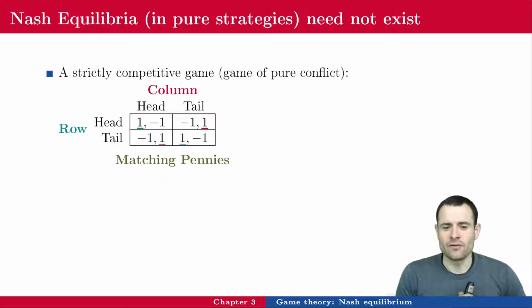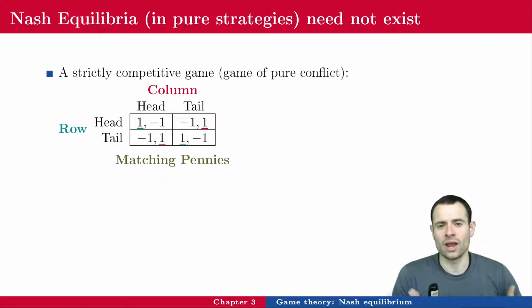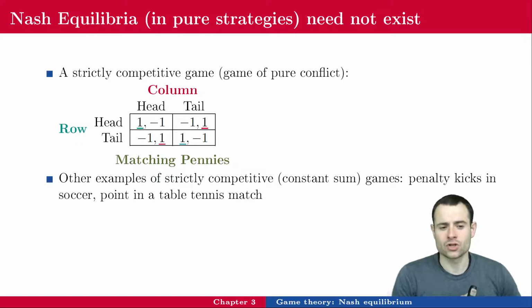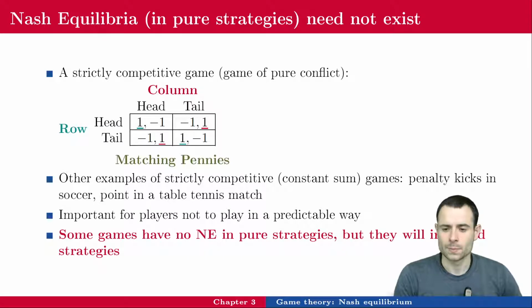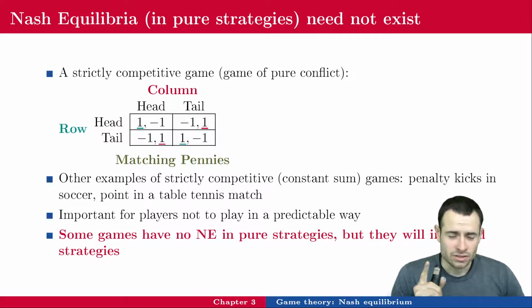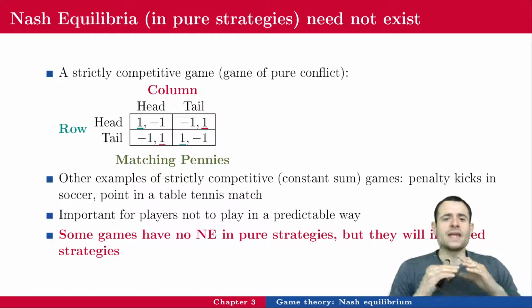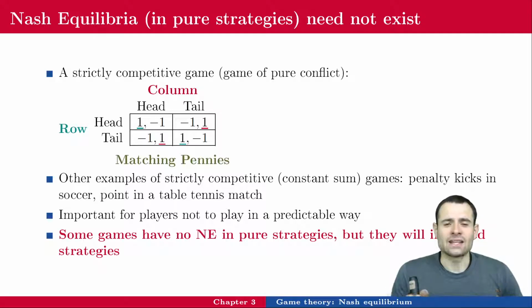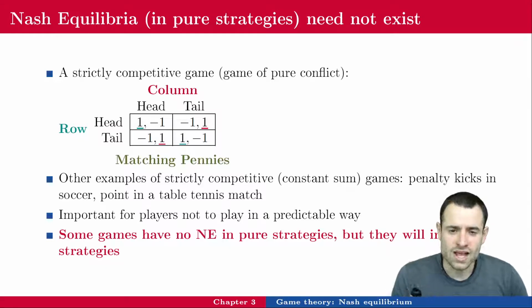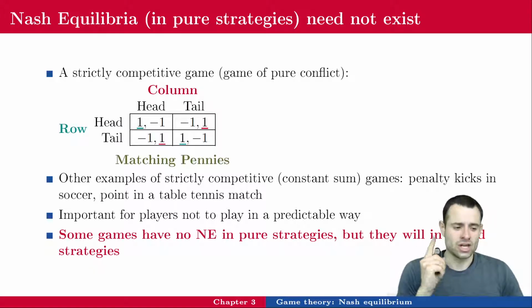Here, in matching pennies, if you underline the payoffs, you see no cell has 2 payoffs underlined, so no Nash equilibrium in pure strategies. But there will be in mixed strategies. So any game has at least one Nash equilibrium of some sort. If it's not pure strategies, it will be mixed strategies, and I will talk about this in 2 weeks. But there is always at least one Nash equilibrium.